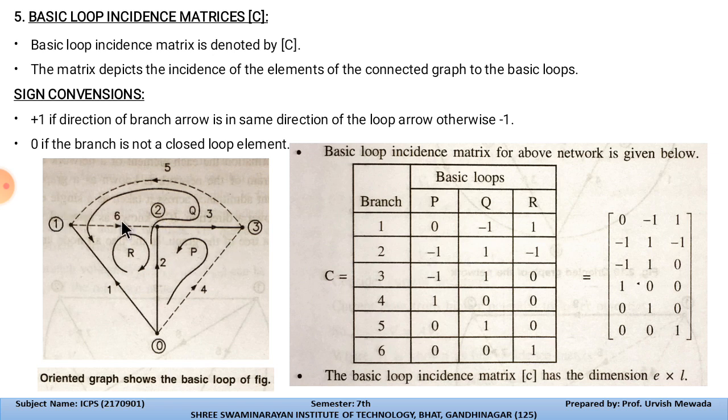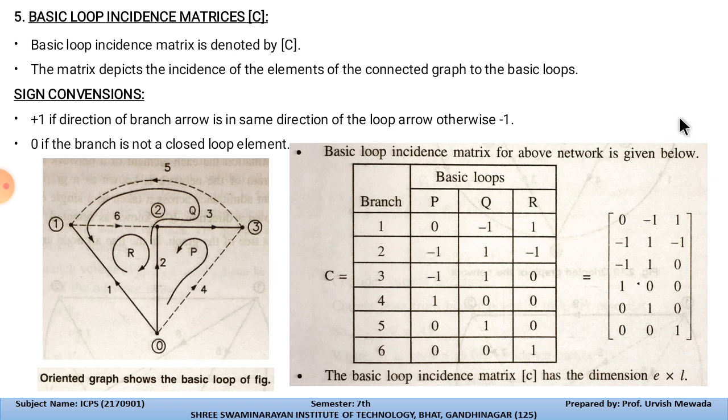Now sign convention. Plus 1 if the direction of the branch arrow is in the same direction. Here you can see that this is the direction of the path indicated. In this, the direction of the arrow is opposite to the loop, so that's why it can be taken as -1. And over here, suppose this arrow comes over here and closes the loop like this. So 2 and this arrow are both in the same direction, so it can be taken as +1. And if there is no relation between the branch and the loop path, the loop element, then it is taken as 0. So for this there is no connection for 4, so it can be taken as 0.